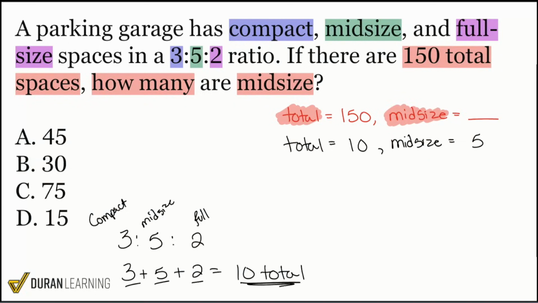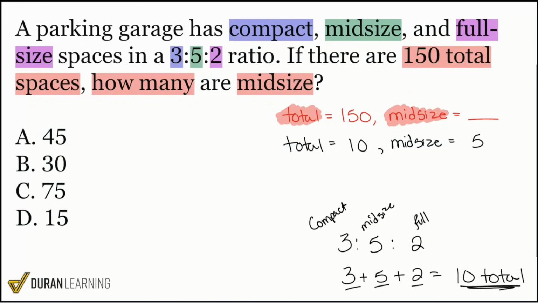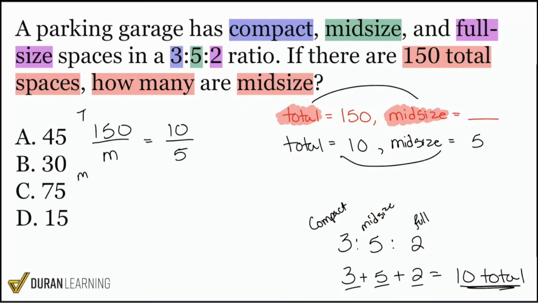And so now that we have the correct setup, I can move my information over here. I can just move that off to the side, and now I can perform my operations. So here we go. We'll compare total to mid-size, 150 over M, total to mid-size, and then that'll be 10 to 5, again, total to mid-size. Boom. There we go, everybody. So now we can continue on by cross-multiplying and dividing.